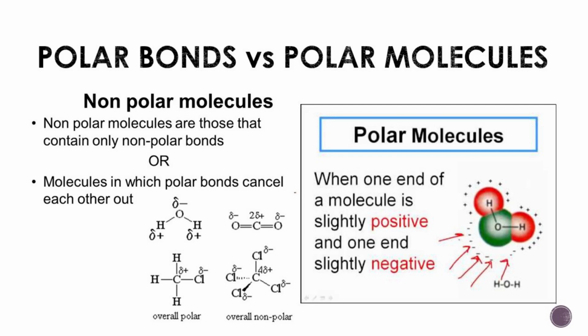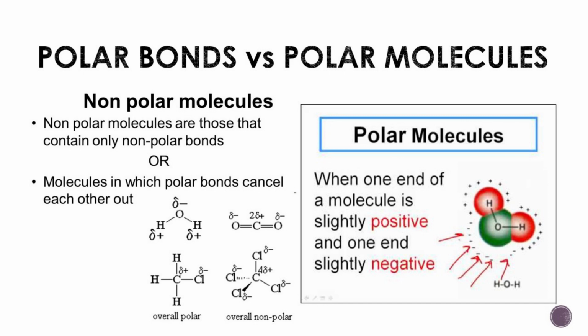There is a difference between polar bonds and polar molecules. I'm going to say that again. There is a difference between polar bonds and polar molecules. A polar or a non-polar bond has to do with the specific bond formed between the atoms in the molecule, and it has to do with their electronegativity.